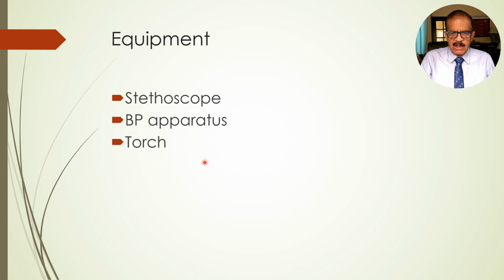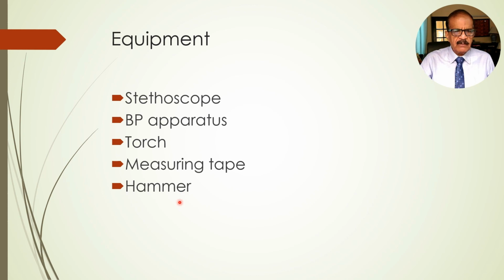And a torch. Previously we used to carry a torch, but these days there's a built-in torch in our mobile phones, and practically everybody carries a mobile phone, so I think the torch part is solved. Then a measuring tape is very good. Sometimes we have to measure the waist circumference, or the girth of one limb against the other, and sometimes you have to measure the expansion of the chest. So a measuring tape is also very handy.